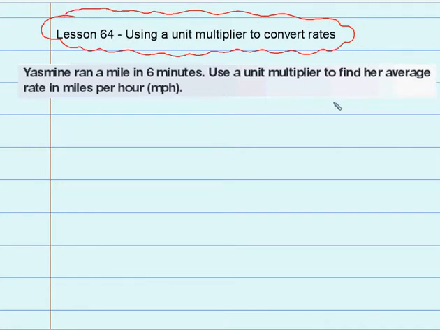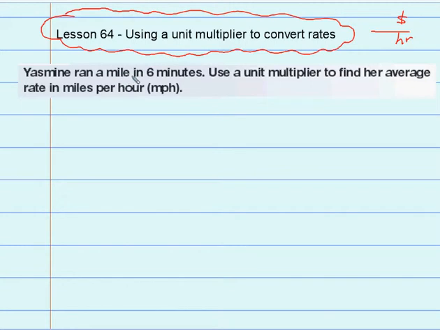Okay, so we've used unit multipliers to convert between units, but now we're going to convert rates. And remember that a rate is a fraction that has one unit in the numerator and one in the denominator. So maybe it's dollars per hour. Okay, we'll go through two examples today.